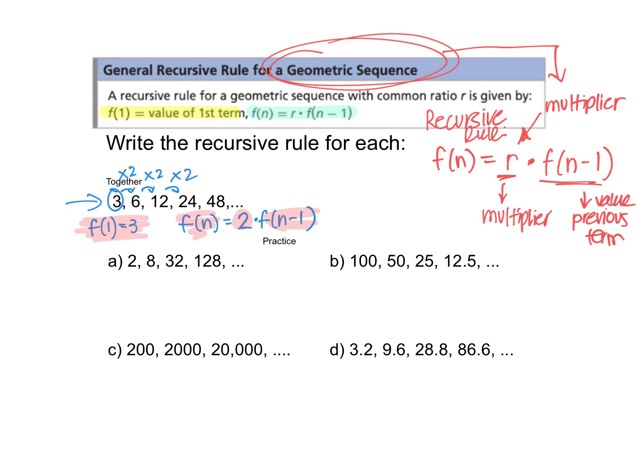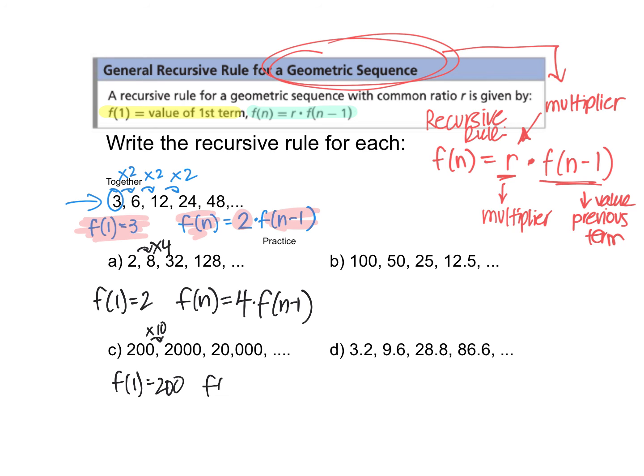Okay, so why don't you try letter A and letter C? All right, if you try letter A, it's multiplying by 4, so you should have had that to start with. So the first term, define that. The value of the first term is 2. To find any term number, you will take 4, that's the common ratio, times the previous term. There is your rule. All right, this next one, from 200 to 2,000, it's times 10. So you should have the first term is 200, and to find any term, you will take 10 times the previous term.